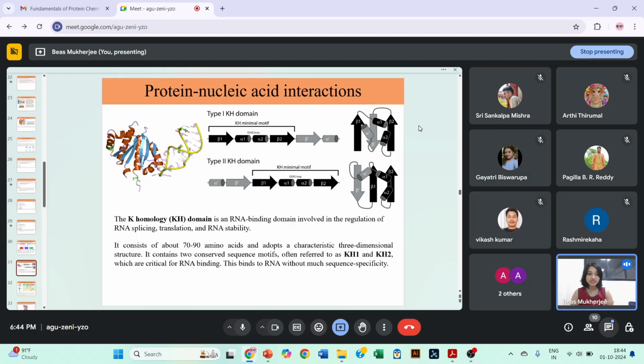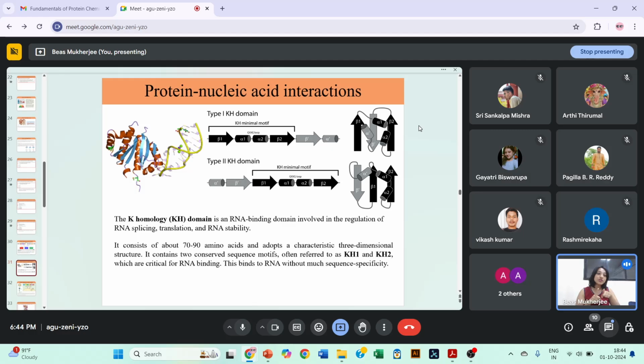It contains two conserved sequence motifs often referred to as K-homology 1 and K-homology 2, which are important for RNA binding. A very interesting thing about RNA binding proteins is that they are not very sequence specific all the time.